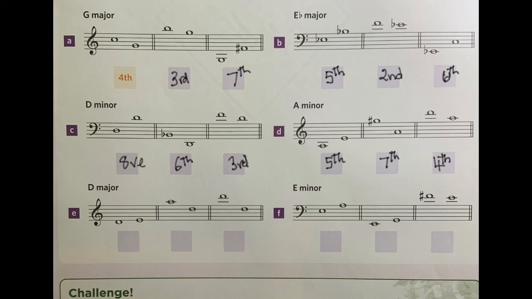Okay. On D major, D to the very next note up is a 2nd. Looking at the lower one first, going to A, we can count 1, 2, 3, 4, 5. It's a 5th. Okay, eyeball it. It looks like an octave, and it sure is an octave. So we're going to say 8VE.